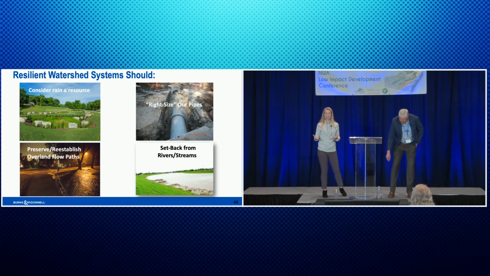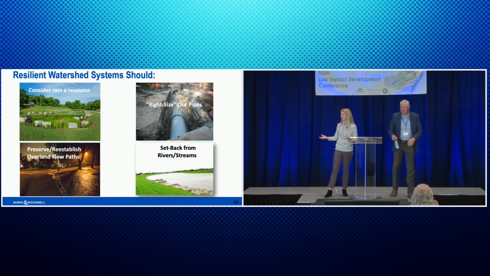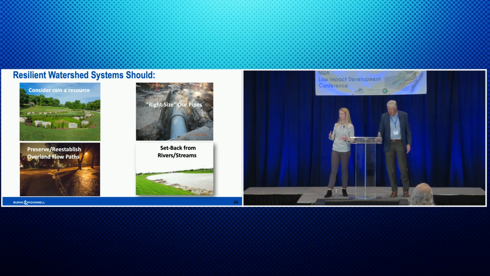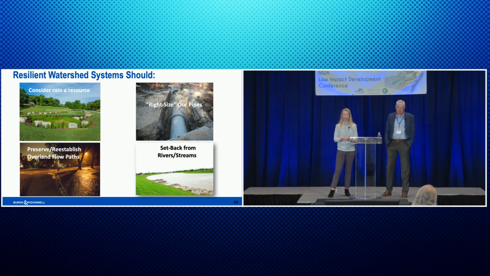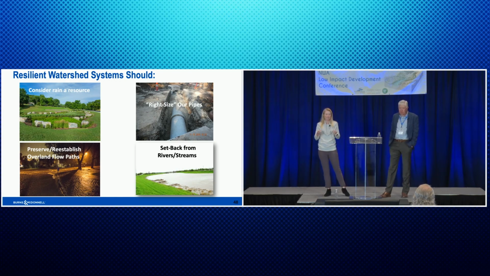So development's not going to stop. So I would like to challenge this group to think about how we can start to make an impact to that. Are there things we can do to start changing the way we plan around our water resources and how we design them? Can we find that balance? What opportunities do we have to consider rain as a resource and not a waste product? Can we preserve our overland flow paths rather than try to control?